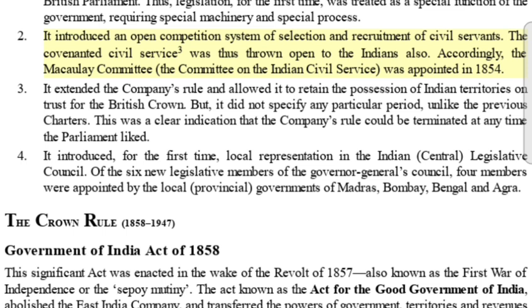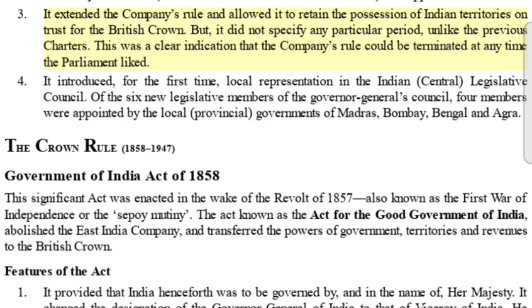Accordingly, the Macaulay Committee, the Committee on the Indian Civil Service, was appointed in 1854. It extended the company's rule and allowed it to retain the possession of Indian territories on trust for the British Crown. But it did not specify any particular period, unlike the previous charters. This was a clear indication that the company's rule could be terminated at any time the Parliament liked.